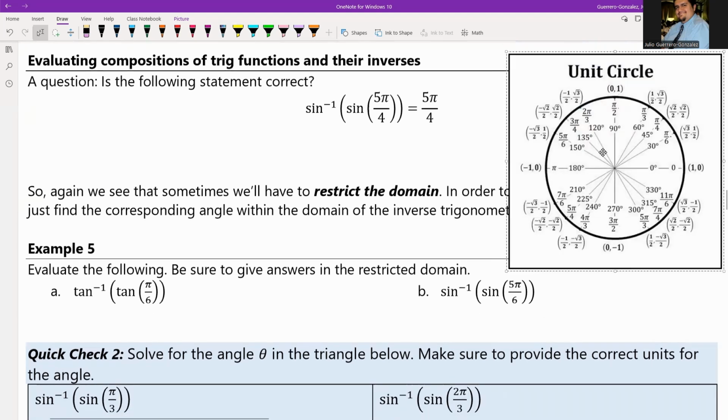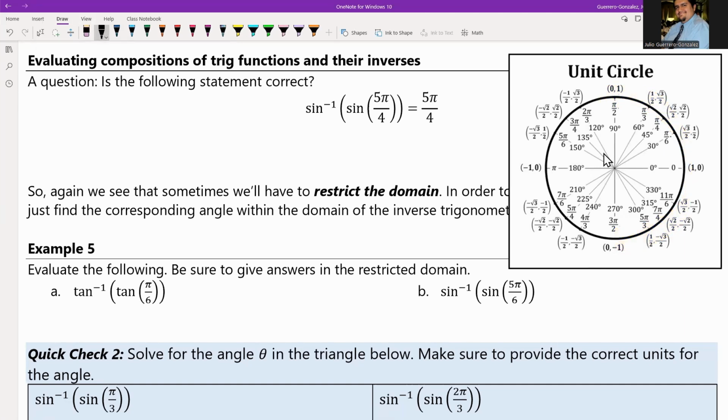Now, there is a little bit of a problem that happens because of inverses and the overall general definition of an inverse. You would think to yourself, oh, my answer should be 5 pi over 4. Yay, we're done. No. Remember, the angles that pop out for sine inverse have to be somewhere from negative pi over 2 to positive pi over 2. It has to be in that right half of the unit circle.